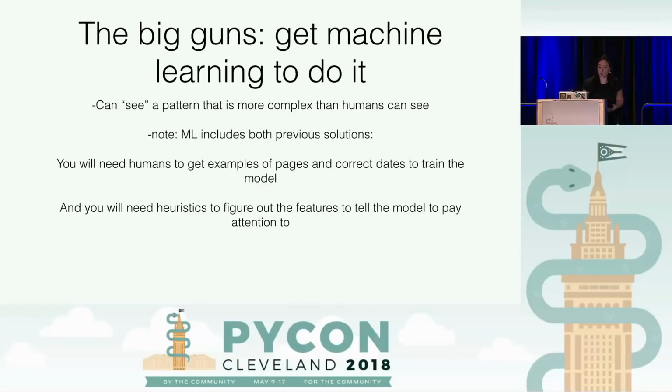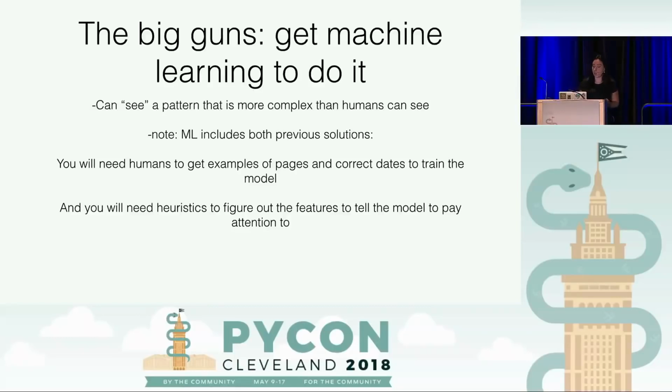Okay, well, so we get out the big guns. We could get machine learning to do it. Machine learning is cool because it can see, quote unquote, a pattern that's more complex than humans can see. And it's interesting because it also includes both previous solutions. I'm hand waving about this, but we're going to do what's called supervised learning. So we're going to need humans to get examples of pages and correct dates to train the model. We kind of need someone ahead of time to give us input that we know about.